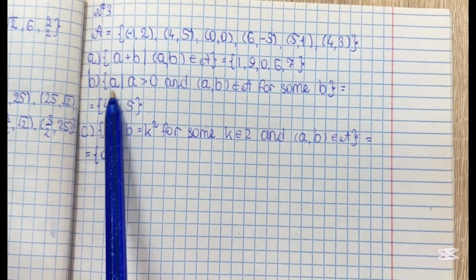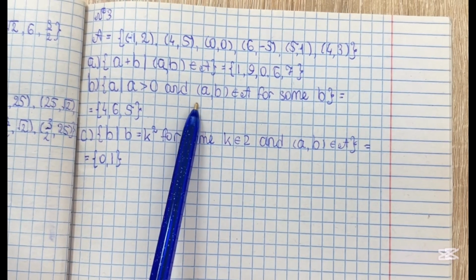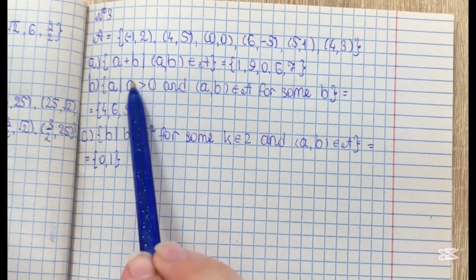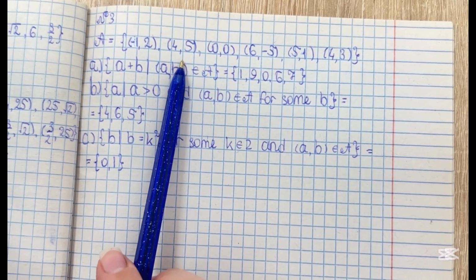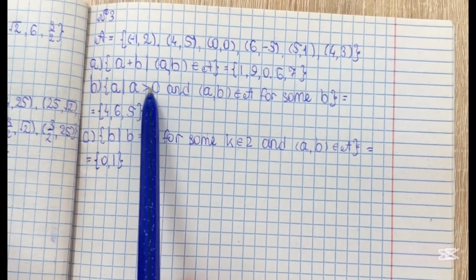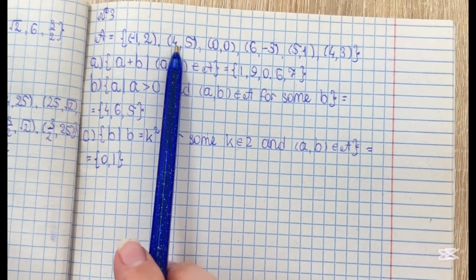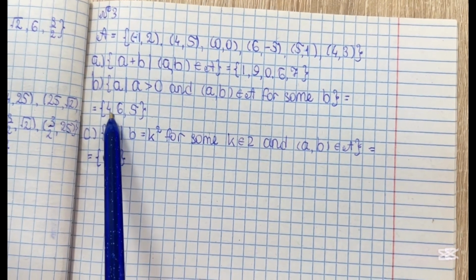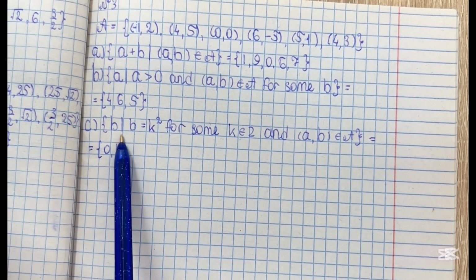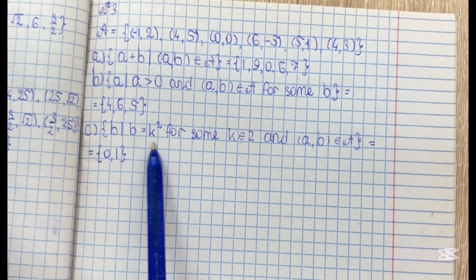In the B part, we should write only a elements, where a is more than 0, and again, these pairs are contained in set A. So, as you can see, we have only 4 elements, 4, 6, 5, and 4 that are more than 0, and again, we can see that 4 is written 2 times, but we can write it only once in our final answer. And in the C task, we should write b elements, where b is a square of some integer k.